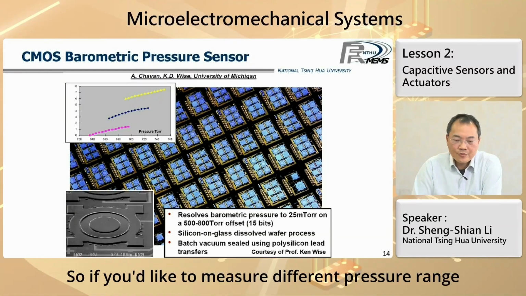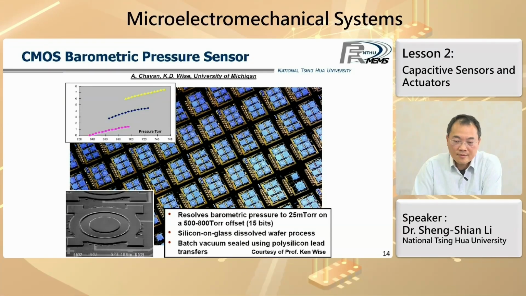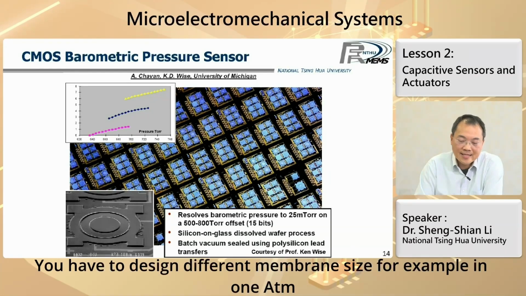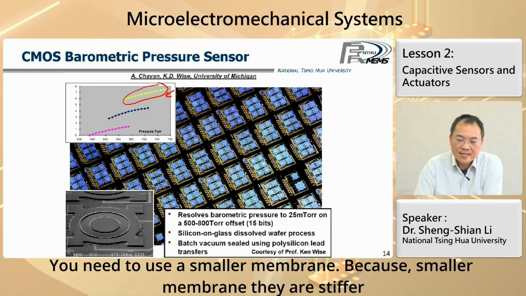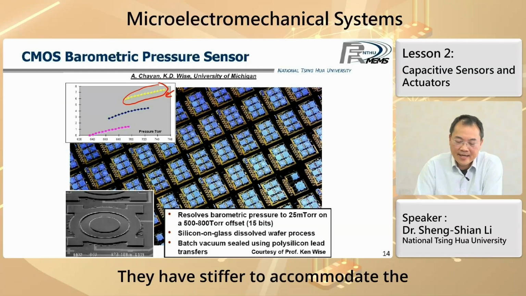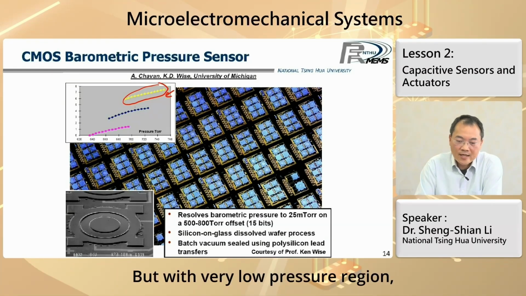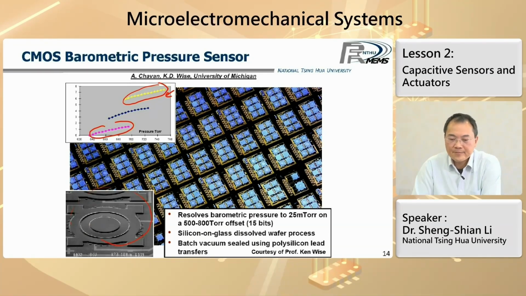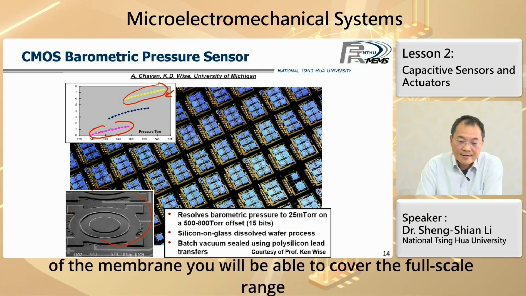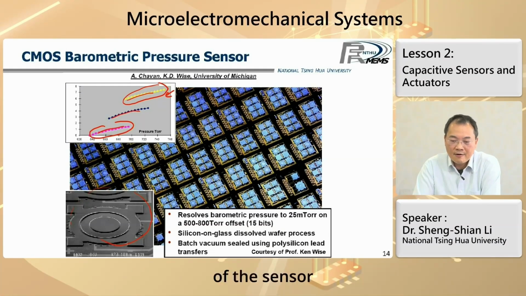If you would like to measure different pressure ranges, different full scale ranges, you have to design different membrane sizes. For example, 1 atm ambient pressure is treated as a large pressure range. You need to use a smaller membrane because smaller membranes are stiffer to accommodate the high pressure. But in a very low pressure region, you might use a larger membrane because it is more sensitive. So using different membrane sizes, you will be able to cover the full scale range, the full span of the sensor requested by the customers.